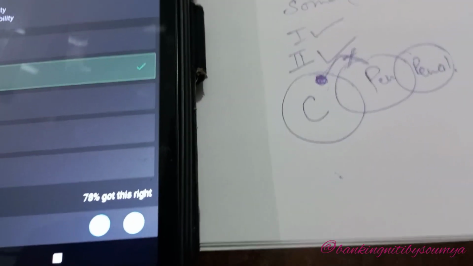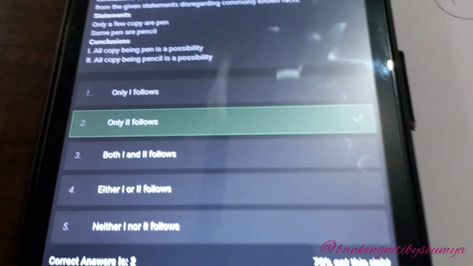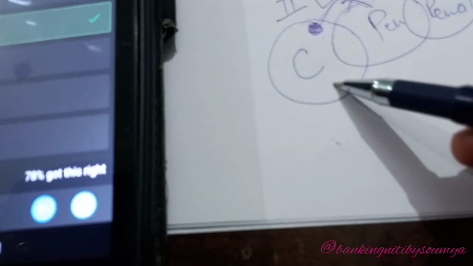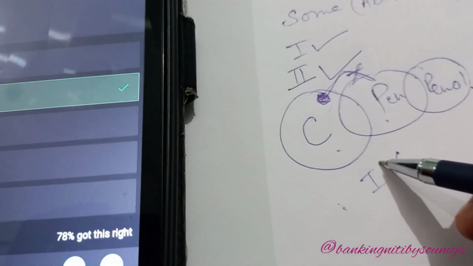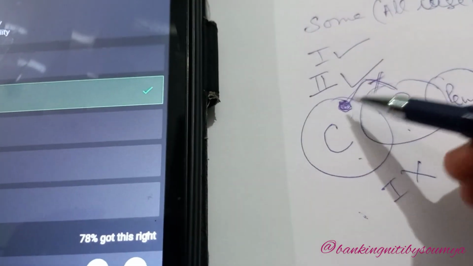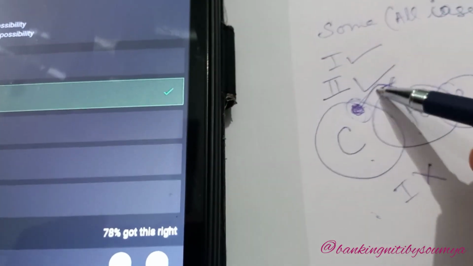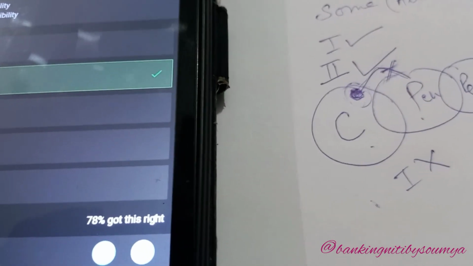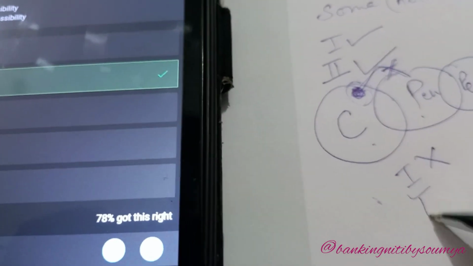Now let's go to the conclusion. In the conclusion, all copy being pen is a possibility. No, our first conclusion is wrong, because for all copy, the part which we have indicated cannot be pen, it will not be possible in any case. So the first conclusion is false.